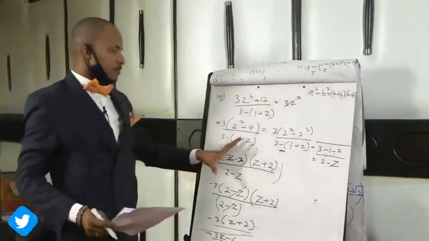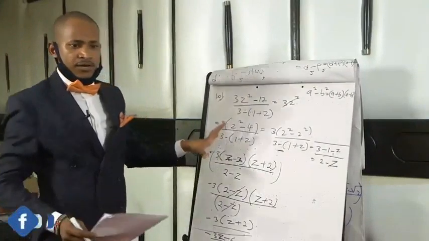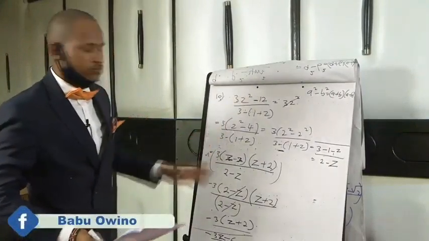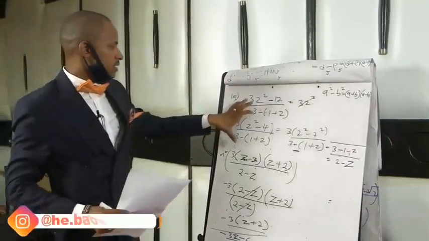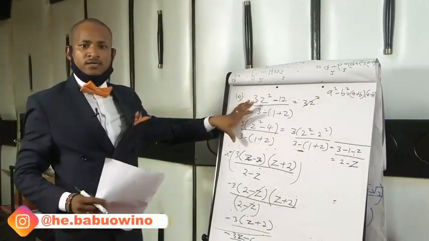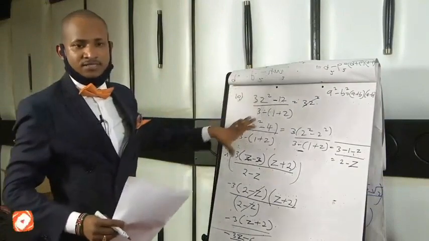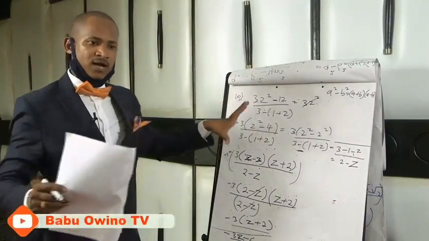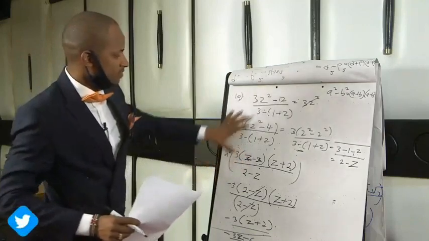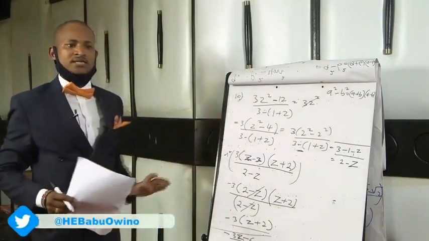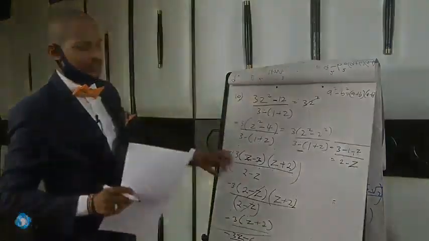So I want to caution you. Actually, in mathematics, you need to be very careful with the signs. Because if you miss a positive for a negative, then be automatic that you are going to get it wrong. But it's still easy. It requires a lot of keenness.